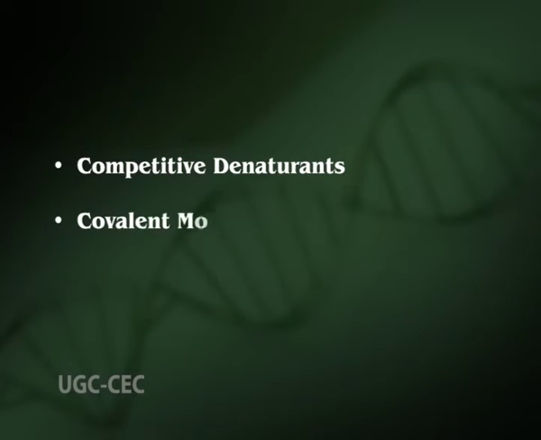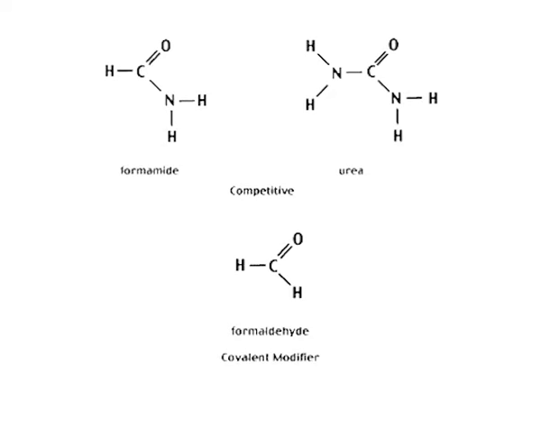They may be competitive denaturants or covalent modification denaturants. In the competitive denaturants, there is competition for forming hydrogen bonds with the electronegative centers of the nitrogenous bases. Such properties are exhibited by urea and formamide. At high concentration of such denaturants, the competition for hydrogen bonds favors interactions between denaturant and the nitrogenous bases rather than between complementary bases. As a result, the two strands separate.